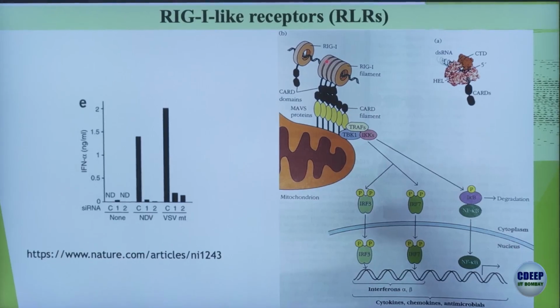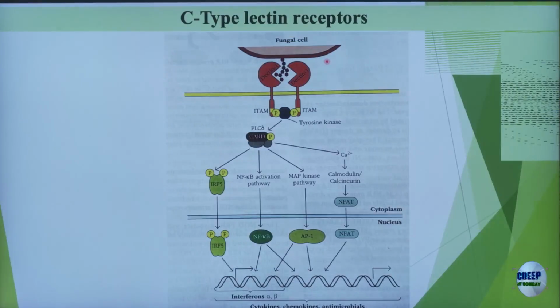So this is during evolution, okay? Everything will make sense if you try to understand in a comprehensive way. Then the third one is this C-type lectin. This recognizes fungal cells. So what will fungal cells have?